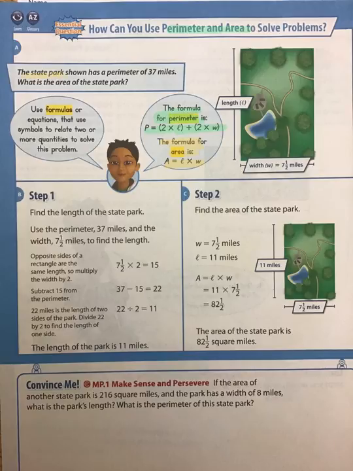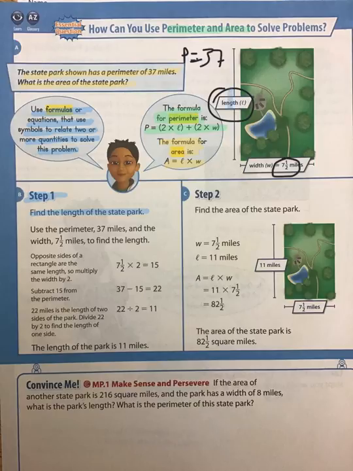The state park shown has a perimeter of 37 miles. What is the area of the state park? So we are going to use formulas, or equations that use symbols to relate two or more quantities, to solve this problem. If we know that the perimeter is 37 and we need to find the area, and we know one side is 7.5, we need to find this side right here.